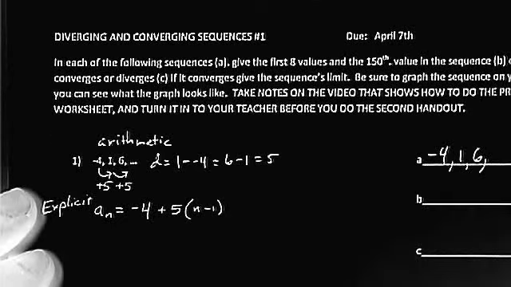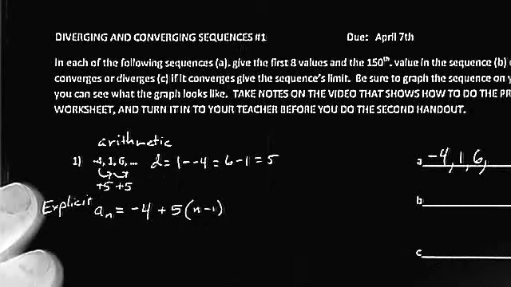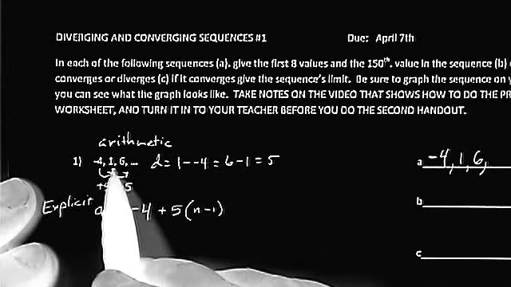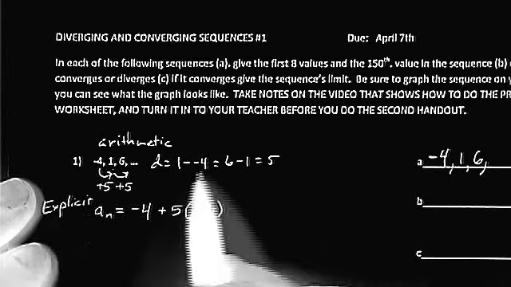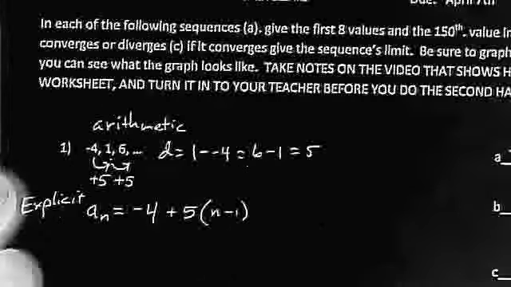We're dealing with sequences, this first worksheet on diverging and converging. I'm going to try to go quickly through this information. We were given that -4, 1, and 6 were the first three entries of that. If I start taking any term and subtracting the previous term, I find out rather quickly that the common difference between the terms is 5.